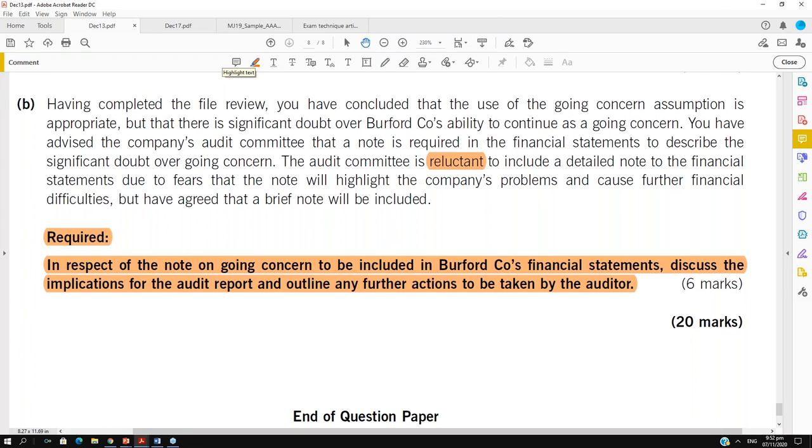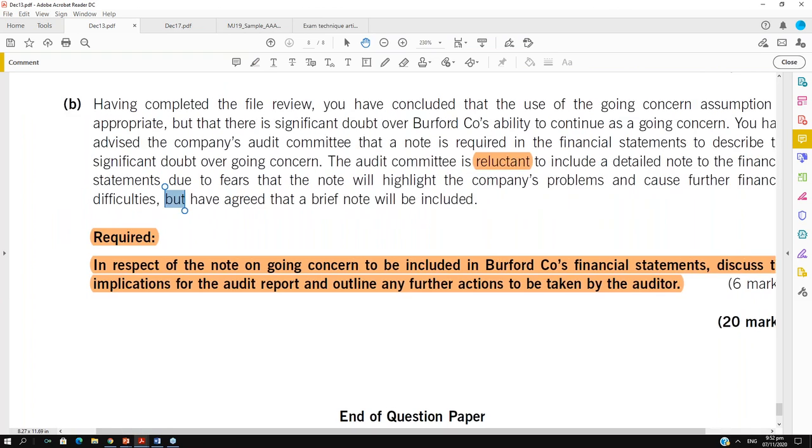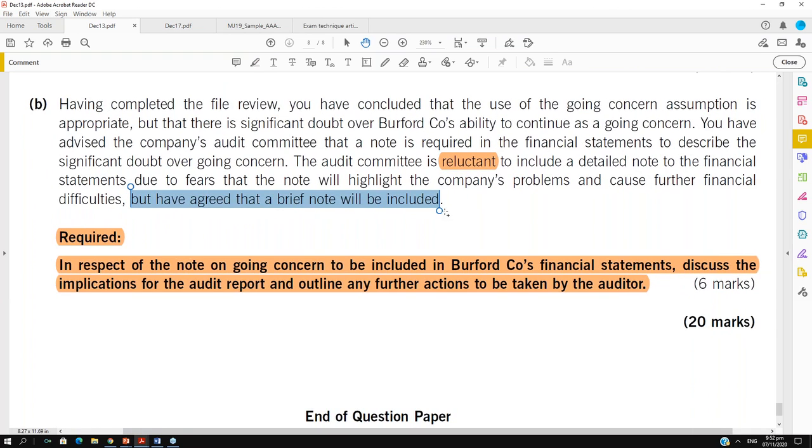So the audit committee is reluctant to include a detailed note due to a fear that the note will highlight the company's problem, but has agreed that a brief note will be included. Are they giving zero disclosures, or are they giving some disclosures? Are they giving the full note, or are they giving a partial note? Do you believe a partial note is better than a zero note?